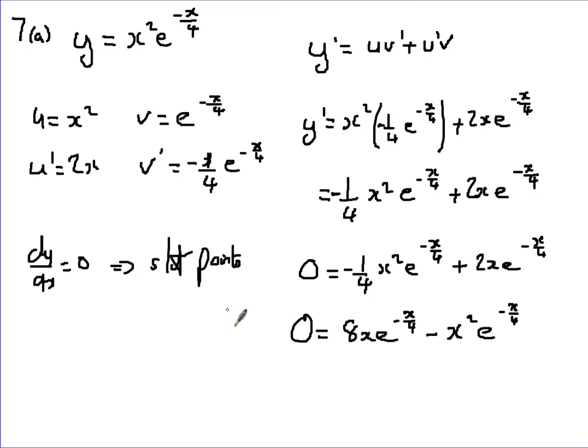If I then take a factor out of e to the minus x over 4, just to see if that helps us at all, I've then got 8x minus x squared. Now can we make this 0? No, because e is never 0. So I'm just going to take a copy of this line here and then continue that on the next slide.